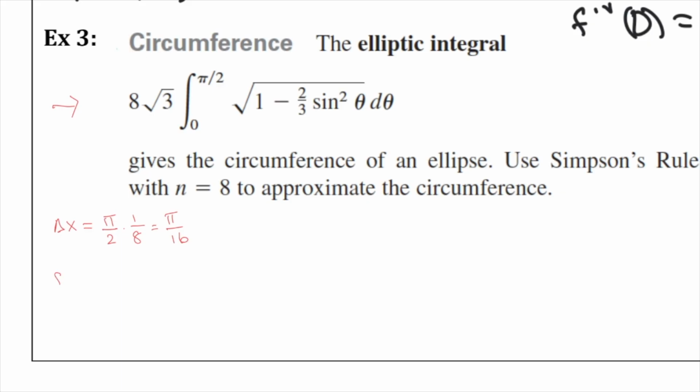I'm going to let f of x equal what's inside my integral. So I've got the square root of 1 plus 2/3 sine squared theta as f of x. So the circumference is going to be your delta x, which is pi over 16, times your multiplier, which in this problem is 1/3. And then we will have our first value, which will be f at 0, followed by incremental increases of pi over 16. And we're going to continue these until we get to 8 pi over 16.